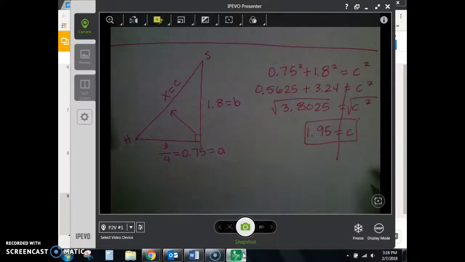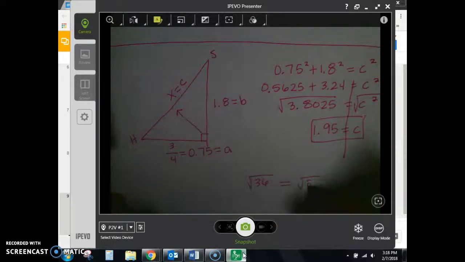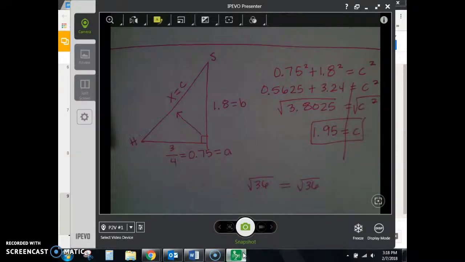Some of your calculators, when you do the square root of a number, like let's say we're doing the square root of 36, it will just say your answer is the square root of 36. Let me see if I have one of those calculators. So it looks like this.